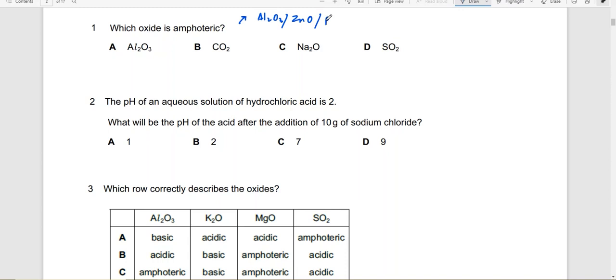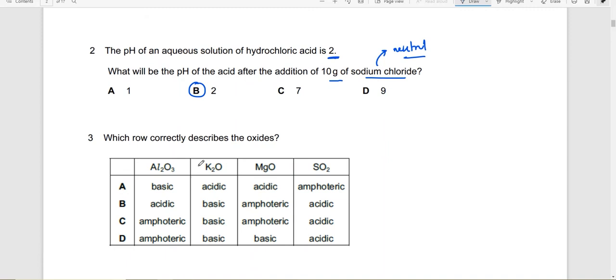The pH of an aqueous solution of HCl is 2. What will be the pH of the acid after the addition of 10 grams of sodium chloride? Sodium chloride is a salt. Salts are formed after the neutralization reaction, which means the salt is going to be neutral. So if you add 10 grams of salt or 20 or 4 or maybe 100, pH is not going to change. If you added something acidic, then pH would have reduced, and if you added something basic, pH would have increased from 2. But since you added something neutral, pH would remain the same.